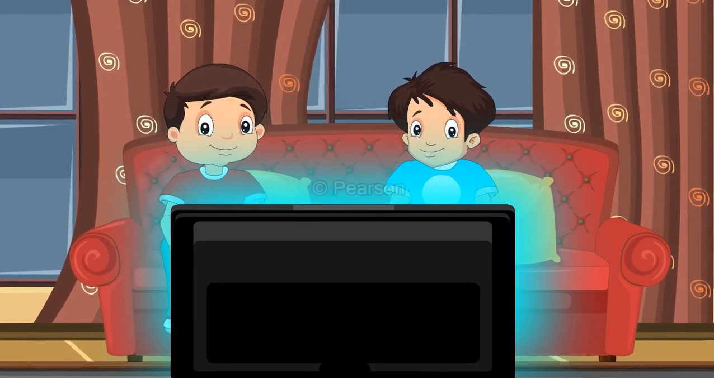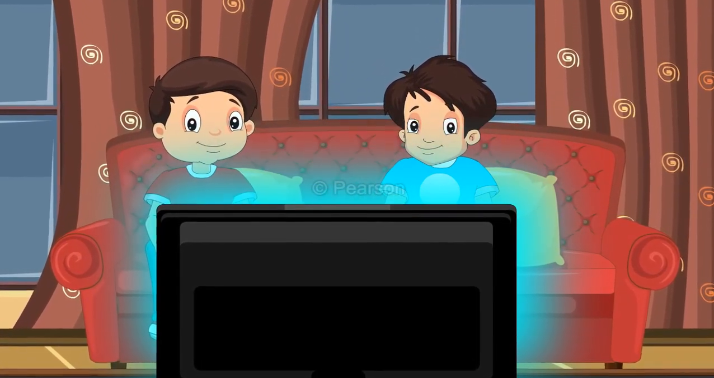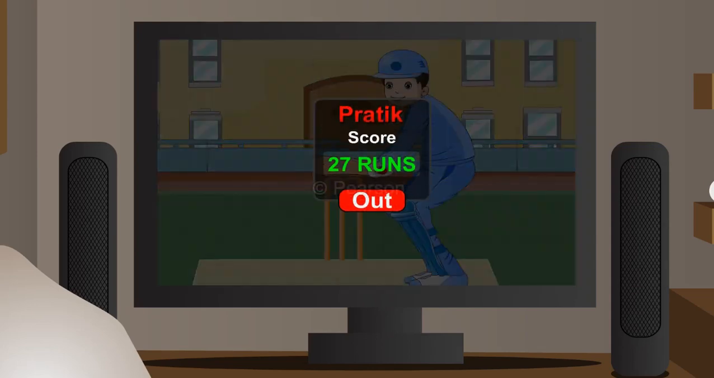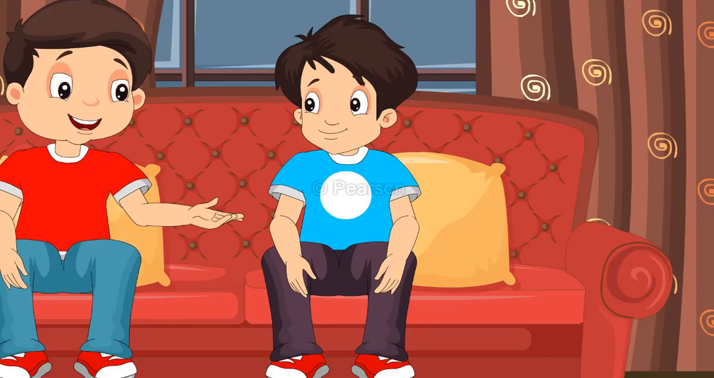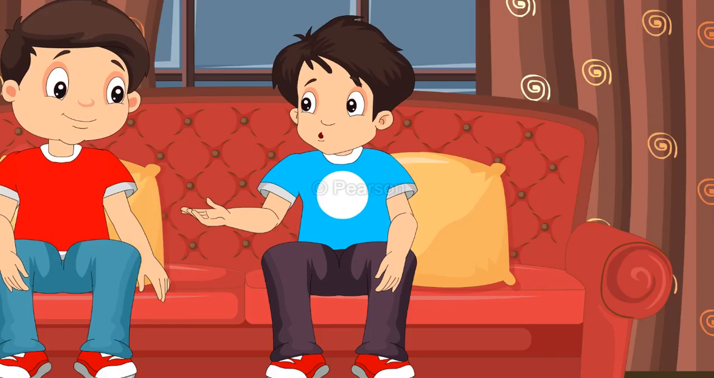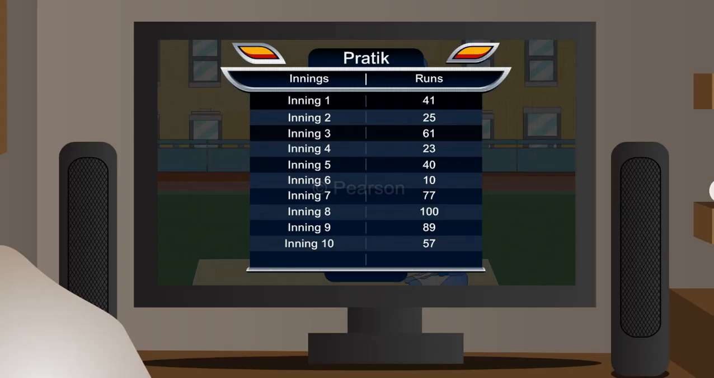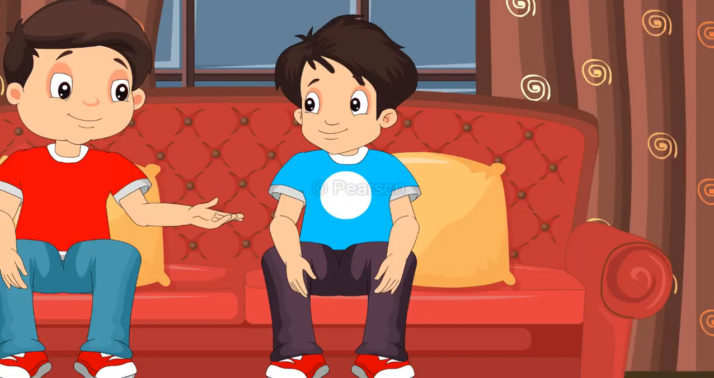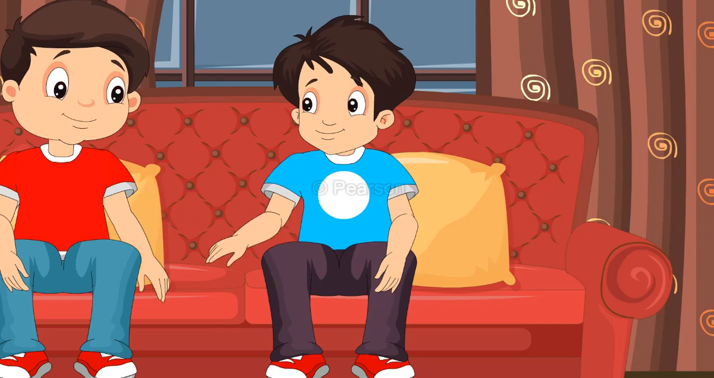Jatin and Johnny are watching cricket match on TV. Jatin's favorite batsman, Prateek, is bowled out. Prateek scores just 27 runs. Jatin is very upset. I wish he had scored a century. Look at his batting statistics. In the last 10 matches, he has scored 41, 25, 61, 23, 40, 10, 77, 100, 89 and 57. And today he scored just 27. Let me check the average number of runs he has scored in these last matches.